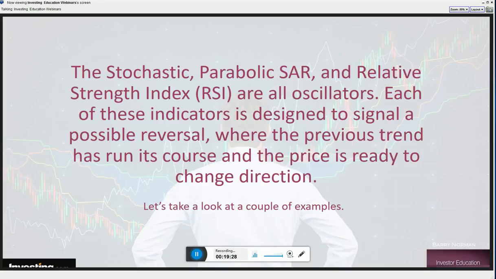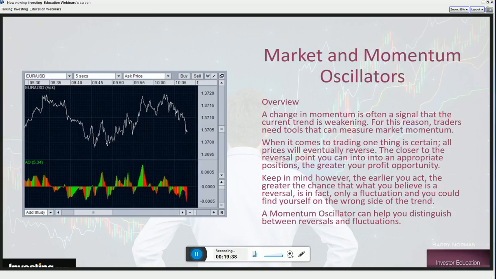Each of these indicators is designed to signal a possible, and I'll keep reiterating, possible reversal. Now, a change of momentum is often a signal that the current trend is weakening. For this reason, traders need tools that can measure market momentum.